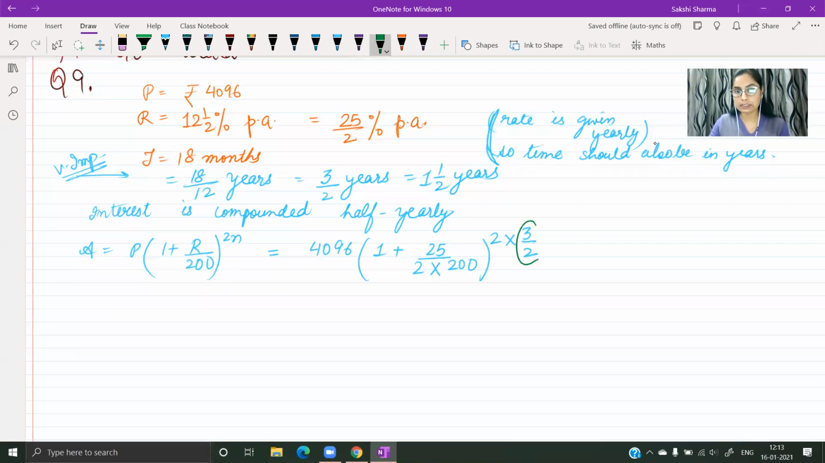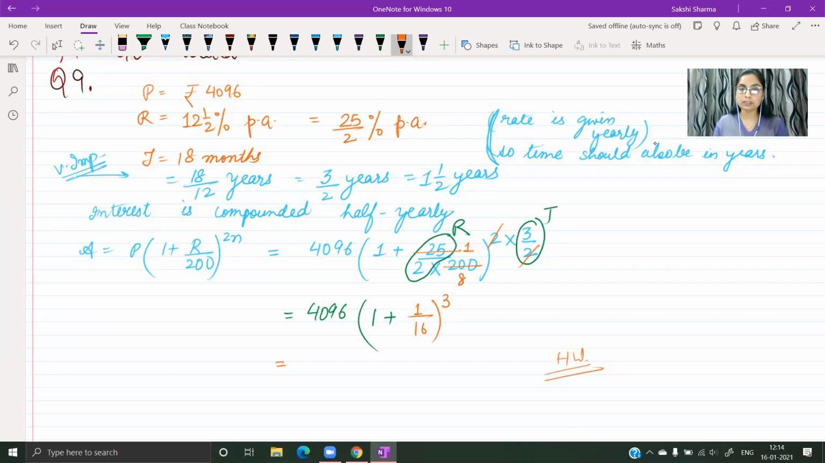You only have been asked to find out the amount that Ram will get. Now you can see this is the time and this is the rate. Apply the values in the formula very carefully. बहुत carefully substitute करना. I'm going to work out the bracket first of all. In the exponent, I get 3. Obtain your answer. I'm leaving this for you. This will be your homework, finding the answer for this.